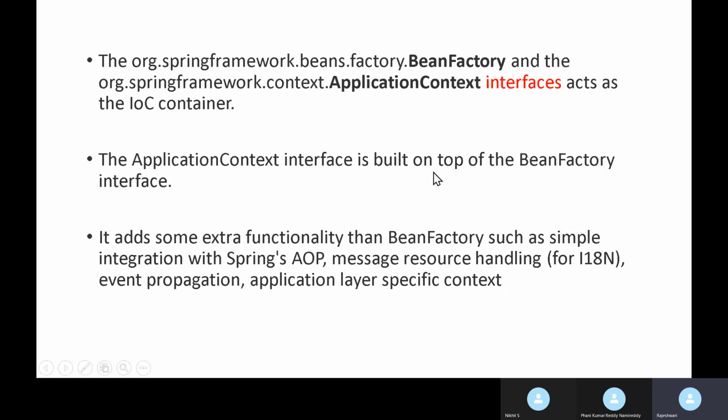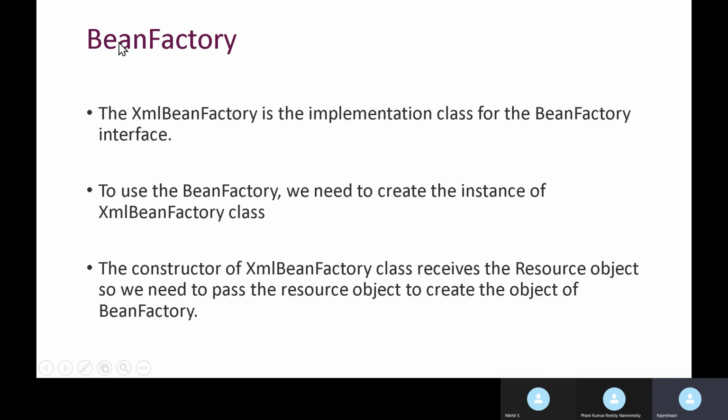And then the application context interface is built on top of the bean factory, which is also an interface. Only thing is, application context adds some extra functionality, because it is on top, right? It will have extra functionality that bean factory does not, such as simple integration. So most of the time we use application context. Then let's understand what is bean factory. Bean factory is also an interface, and it is implemented by XML bean factory.